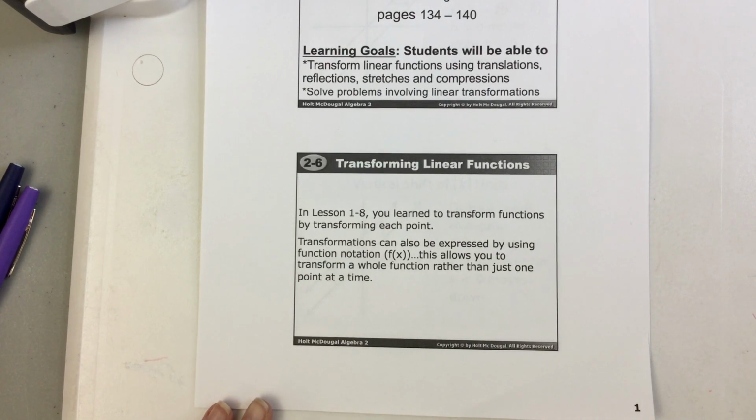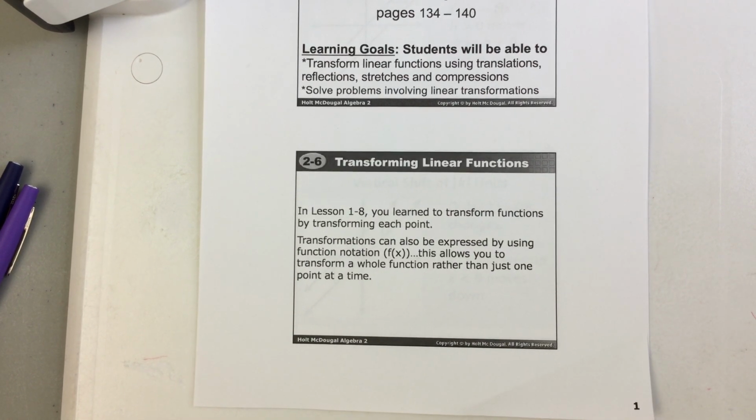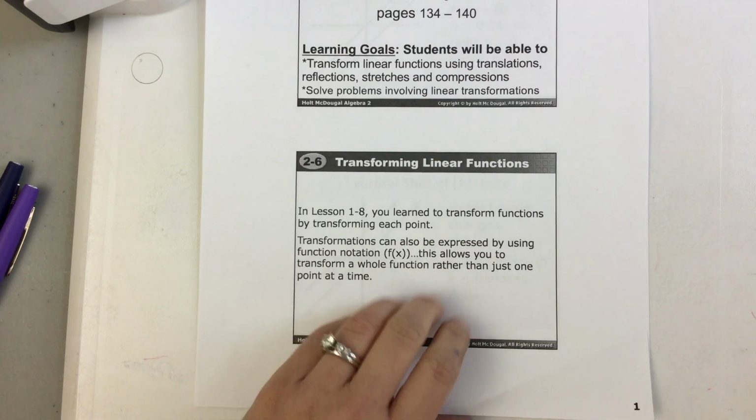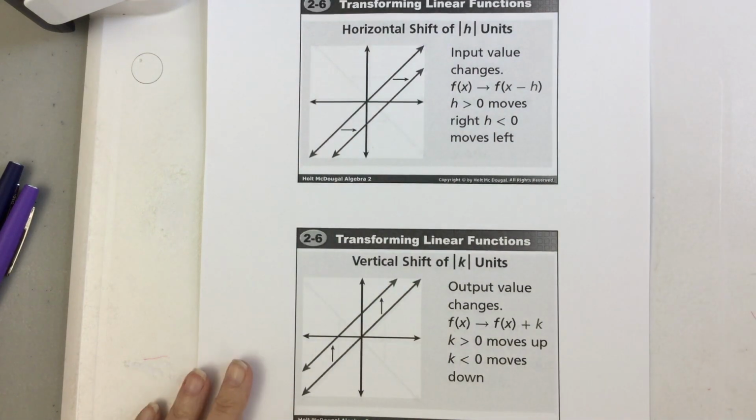Today we are looking at Algebra 2, Chapter 2, Section 6, where we will be transforming linear functions. Back in Chapter 1, Section 8, we transformed functions by transforming every single point. Well, there are actually rules that allow us to change a whole function rather than just one point at a time. And that's what we're going to look at.